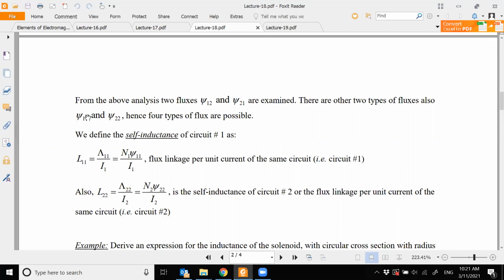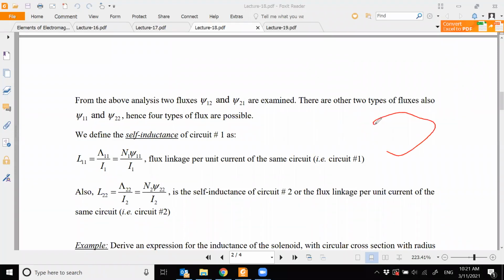So these are called self fluxes. Here also it is the same thing: the flux through my circuit in loop number 2, and who is responsible? The current passing in loop number 2 itself is responsible. That is called self-flux.